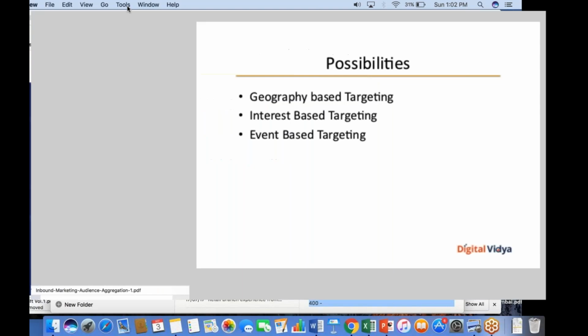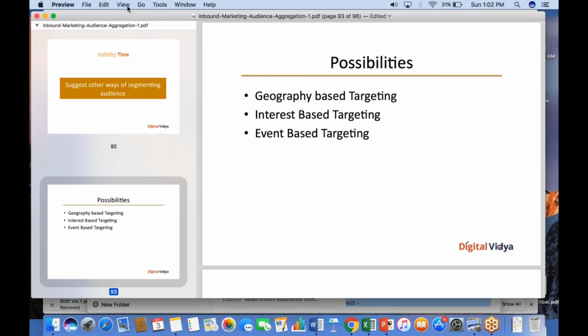And likewise, interest-based targeting. In the Simplilearn context, if there is a webinar which is coming up inside digital marketing, we only targeted our digital marketing lead pool, which is again basis their interest. You can also do interest-based targeting basis the interest they have indicated on their Facebook profiles. That is also something which is possible.